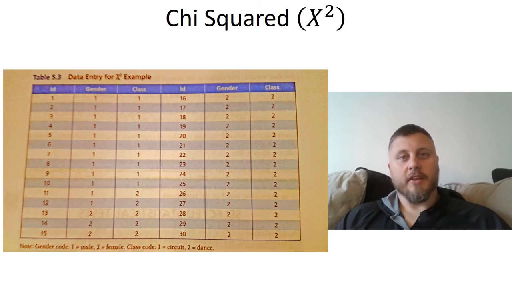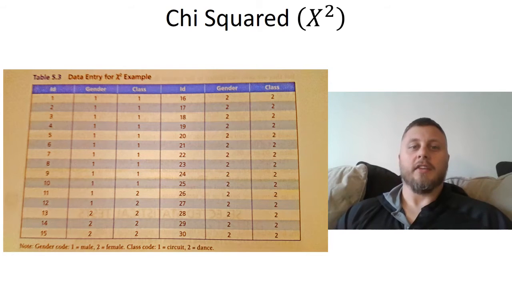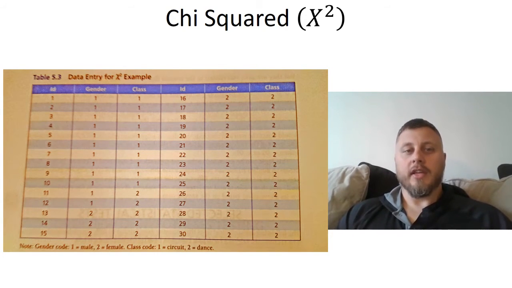Page 76 gives us the data that goes into SPSS if you choose to use SPSS. Basically this data is broken down. ID is basically a participant. Some people put names there, some people use numbers. Sometimes it's just easier to classify them as a number. Then you look at the gender, and you see the ones and the twos. Ones indicate males, twos indicate females, and then you have your classes again, scaled as a 1 and a 2 as well. Ones indicate circuit training and twos indicate dance class.